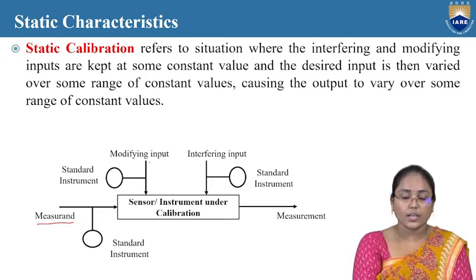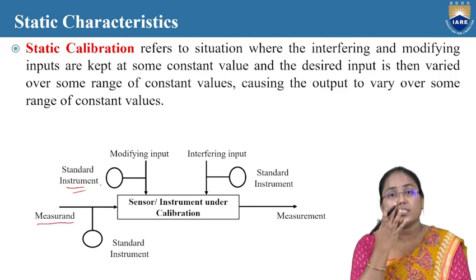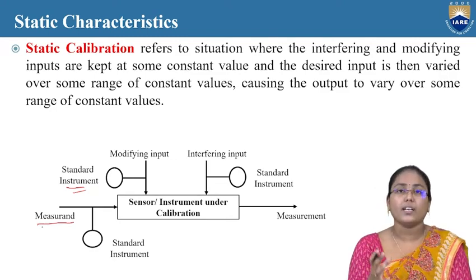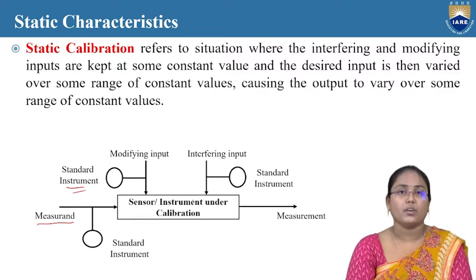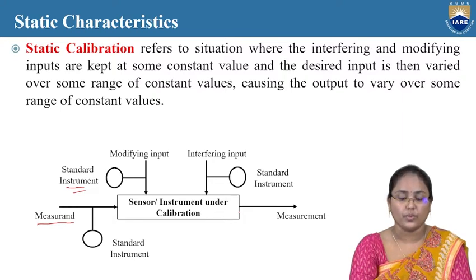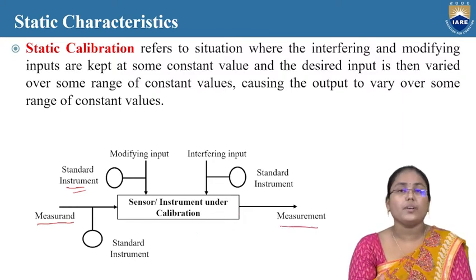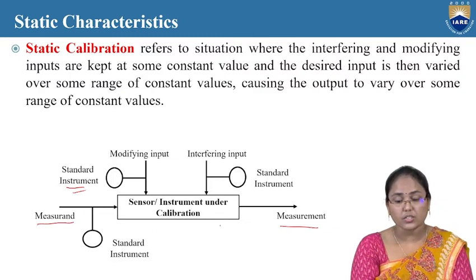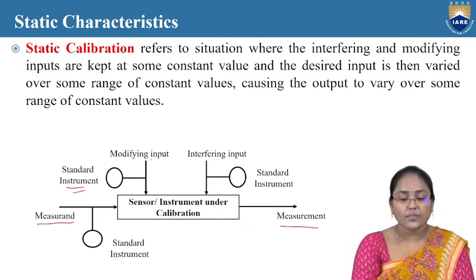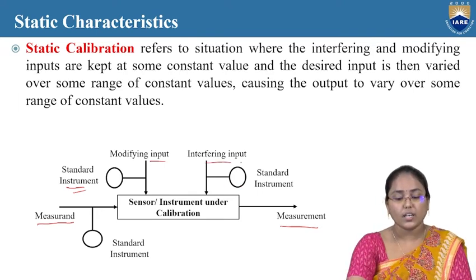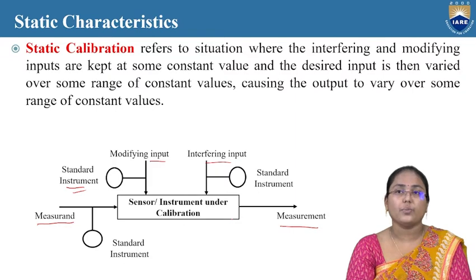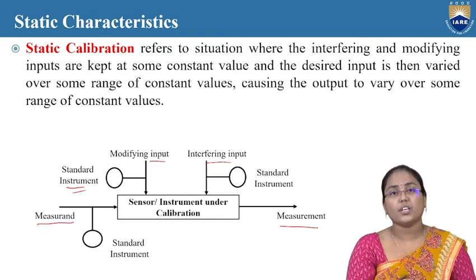Now here we give a modifying input or some interfering input, which is given by a standard instrument. A standard instrument is nothing but something with some standard units for this measurement. These standard units will be given to the instrument or any sensor or measuring system. Finally there will be a measurement with the standard units, and in the process of measuring the quantity, if there are two types of inputs, a modifying input as well as an interfering input, going to the sensor or instrument under calibration, at that time there can be some changes in the value.